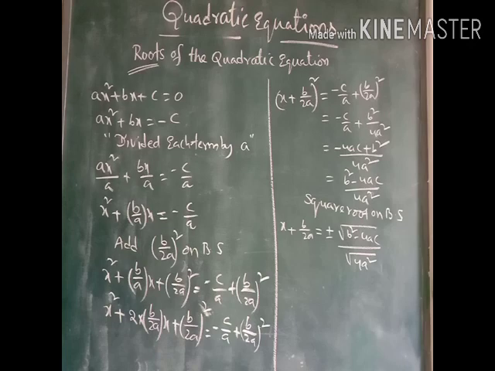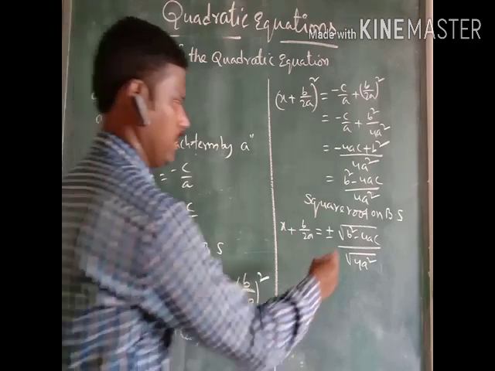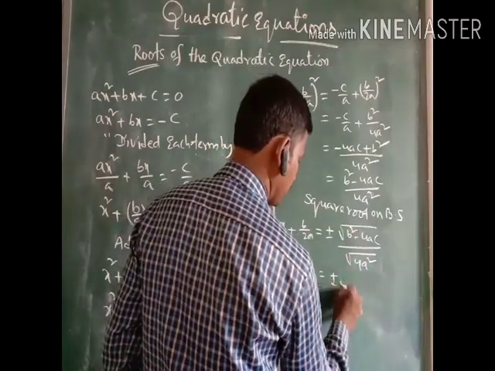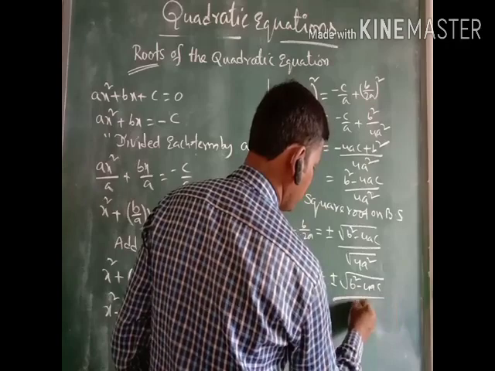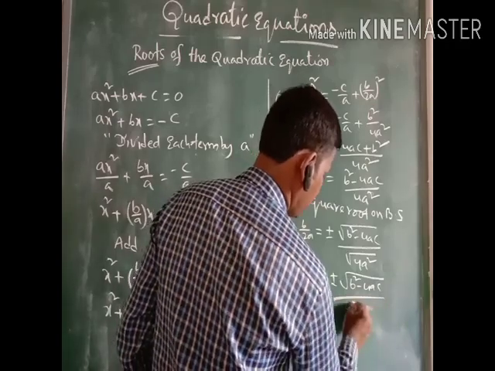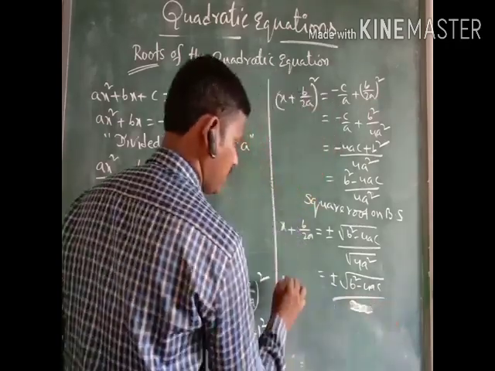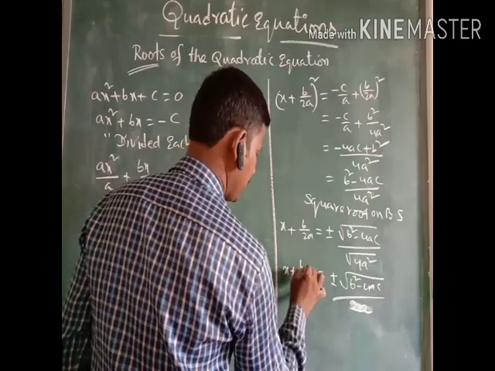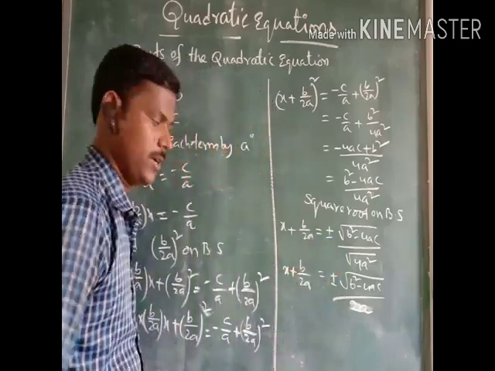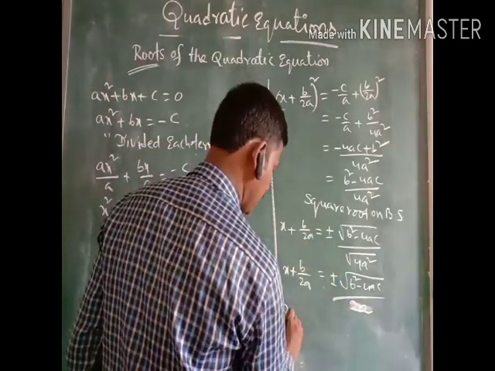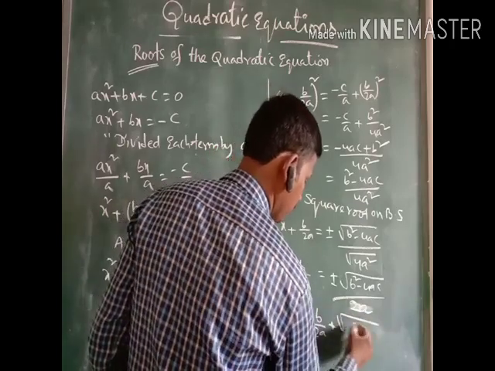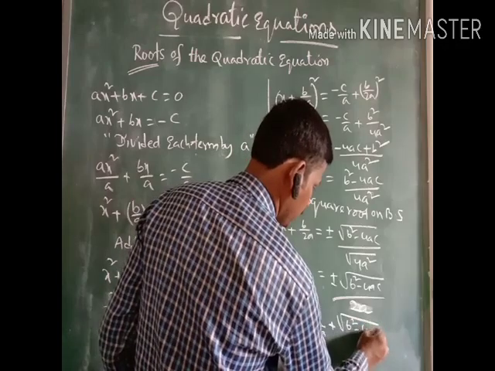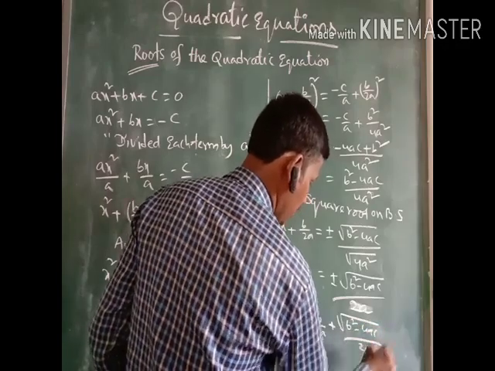Look at the board carefully, children. Then what happened? Numerator: plus or minus square root of b² minus 4ac, by 2a, that is 2 into a. This is the value of x + b/2a. Now the b by 2a moves to the other side, so x = minus b by 2a plus or minus square root of b² minus 4ac by 2a.